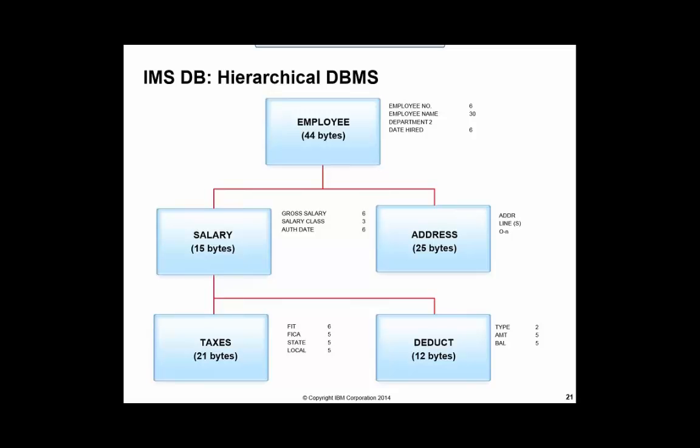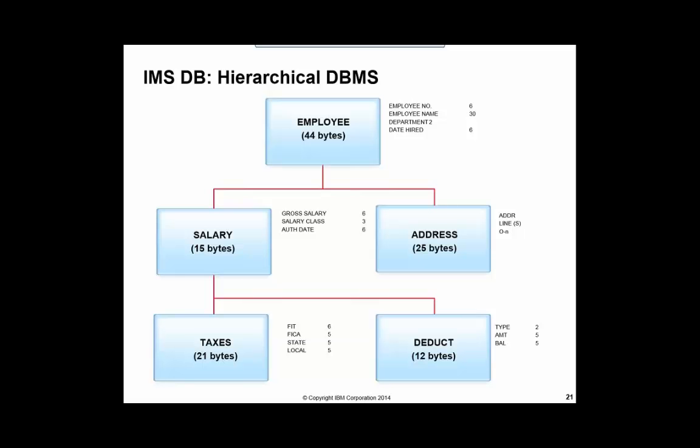So here's an example where I've got an IMS database. It's an employee database where we keep employee information. And the data is stored in the form of a hierarchy. And let me explain. In an IMS database, you have multiple database records. Each database record is made up of smaller units of data known as segments. So in my example here, employee is a segment, salary is a segment, address is a segment. And these segments are arranged in a hierarchy.